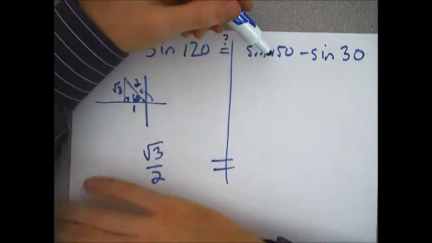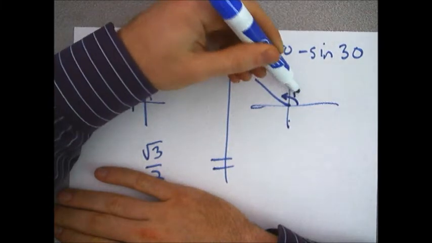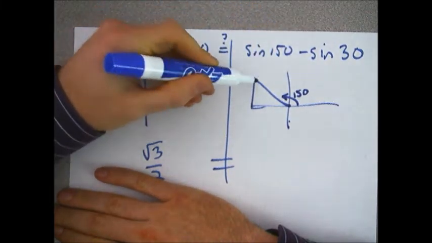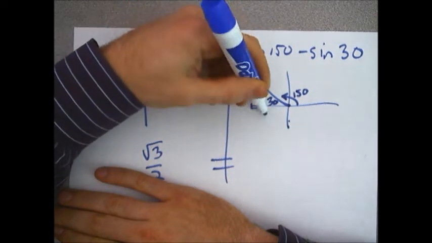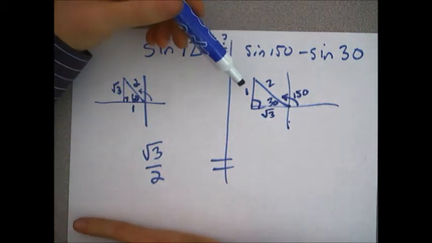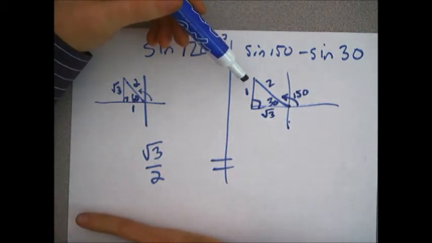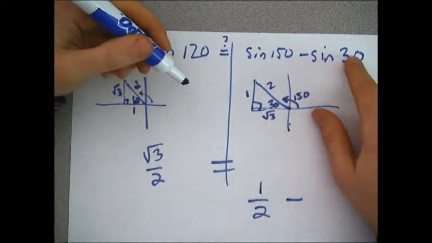So I need to find the sine of 150. Let's draw that. If that's 150, what's my reference angle? 30. 1, root 3, 2. What is the sine of 150? 1/2. So 1/2 minus. Now we need to find the sine of 30.